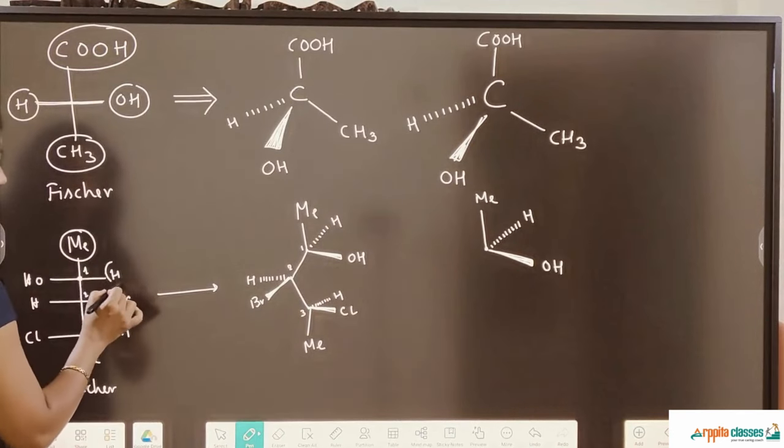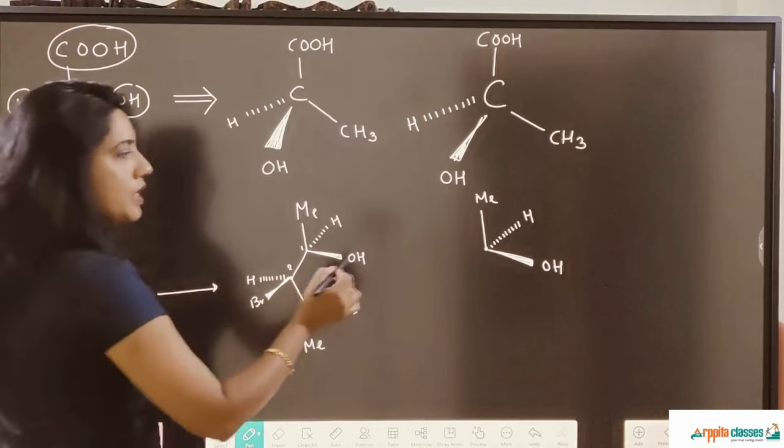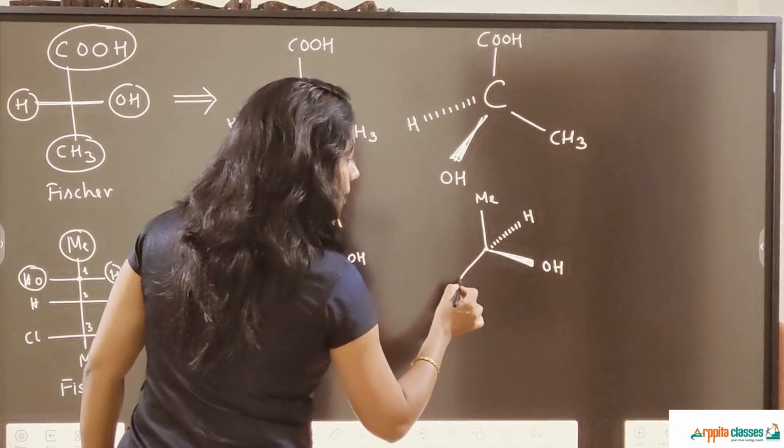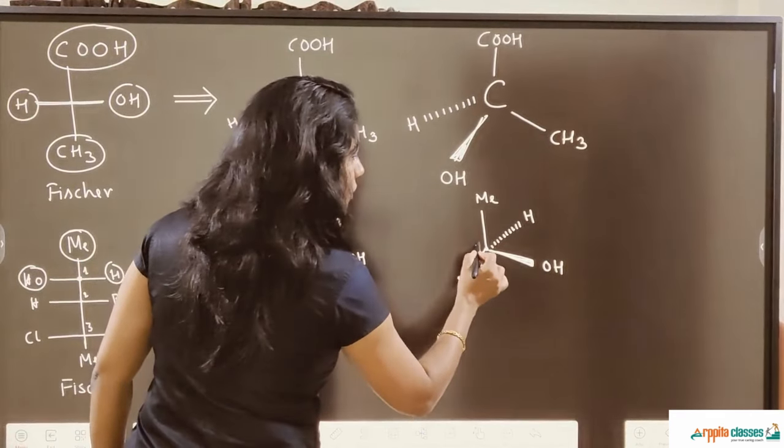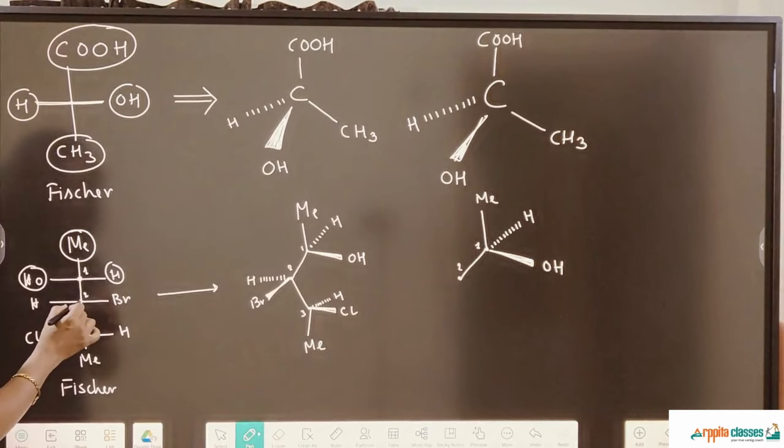So I represented Me, I represented H, and I represented OH. Now this carbon is on the plane, another carbon. So I am showing it by this one. This is your first carbon. This is your second carbon.